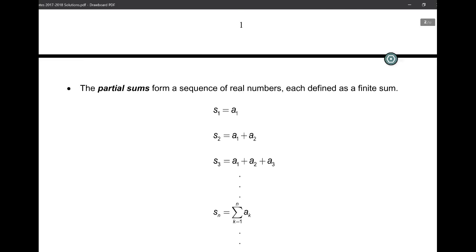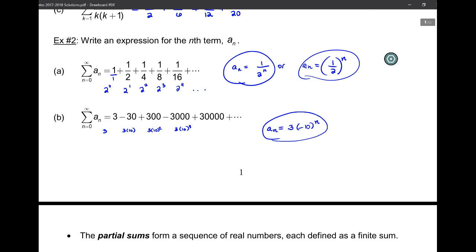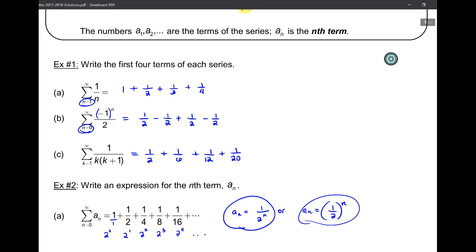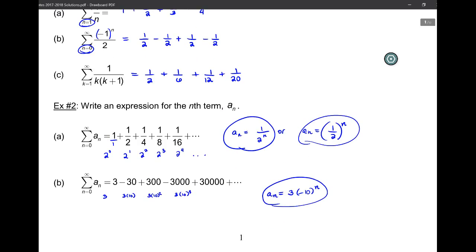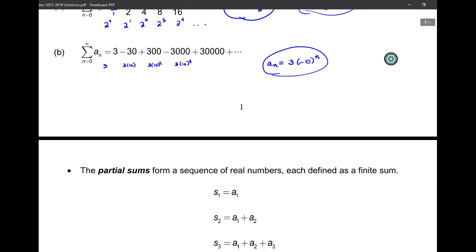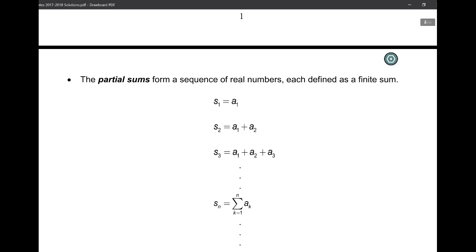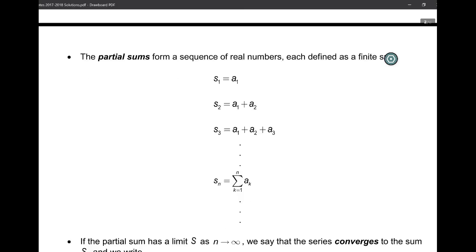Okay, partial sums, which is basically what we are looking at in example 1 and 2. These are partial sums. This would be the 4th, if we were to look at the first four terms added together. But the idea with partial sums is we're looking for also, is it going to converge to one particular number?